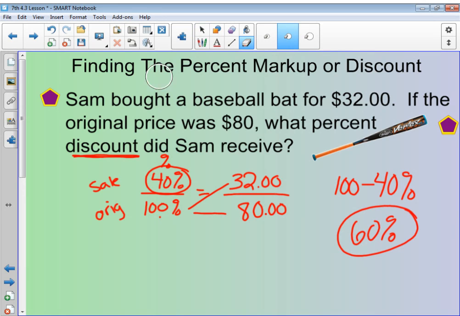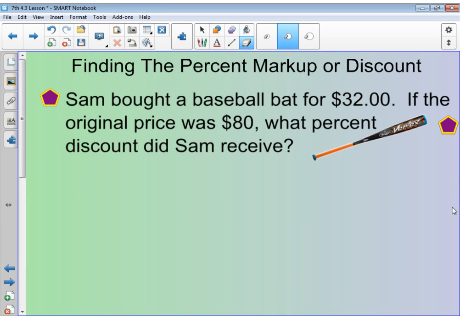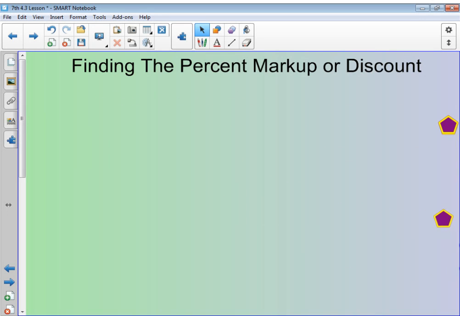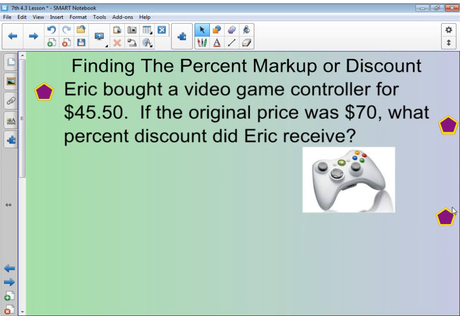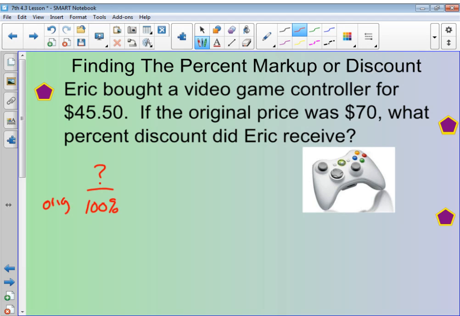Okay, so let's go ahead and try another one. Okay, so it says Eric bought a video game controller for $45.50. If the original price was $70, what percent discount did Eric receive? So once again, we could set it up as a proportion. We don't know the percentage that he paid, but we know it's 100% for originally. Okay, we know that he paid $45.50. And that the original price was $70.